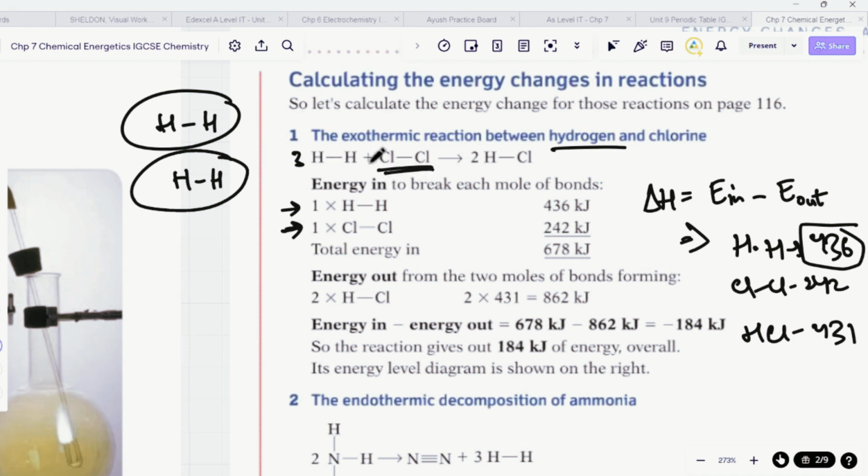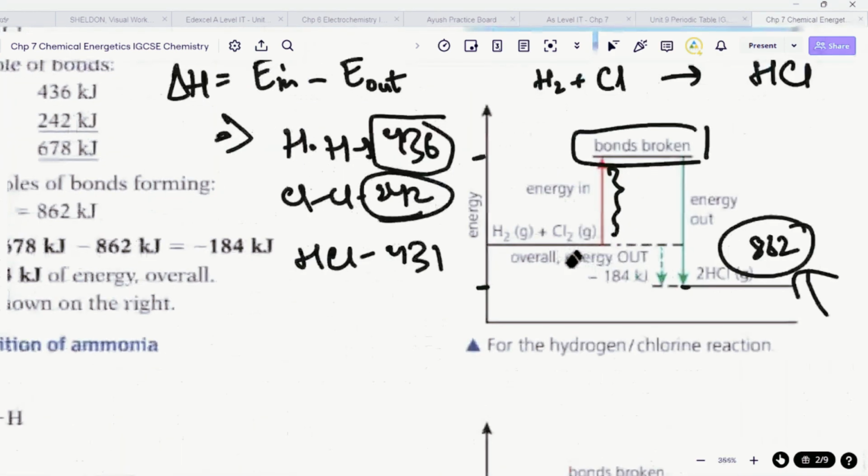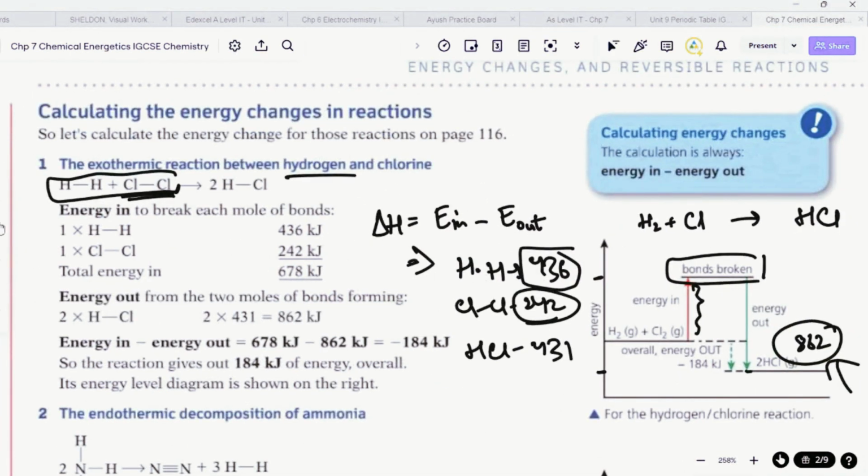This is also a single bond. I don't have any number written over here. So I'll be just simply multiplying 1 with the chlorine bond. How much is it? It is 242. So I'll write 242. Now these two are going to react with each other. Therefore, I will be adding these two bond energies together. That would give me the total energy. That is 678 kilojoules. So what did I get through this equation? I got to know how much energy is being used over here. That is 678. This is the energy in. This much energy is being used up by them.